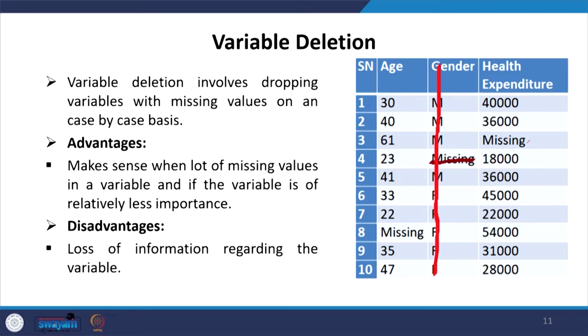The second one is called variable deletion. Variable deletion involves the case where you know that one variable is not that important to you and it has a number of missing values. Out of three variables, say gender has missing values, and when I know that this gender variable is not that important in my analysis, that variable could be deleted or dropped.